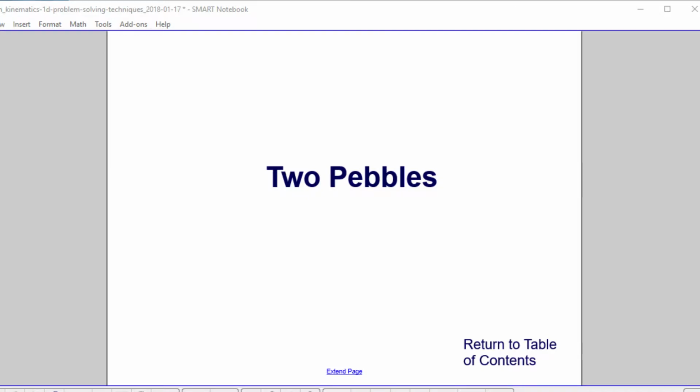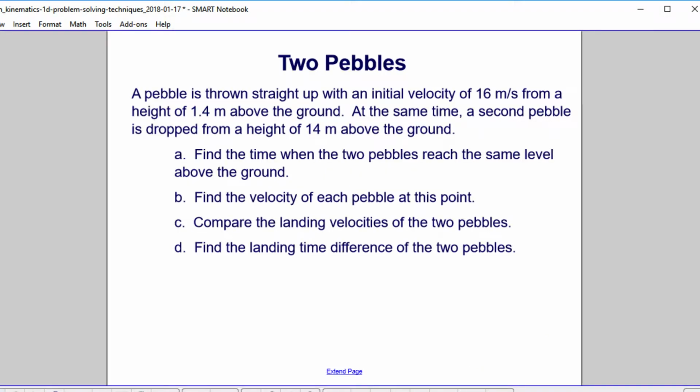Two pebbles. We have a pebble being thrown straight up, and it has an initial velocity of 16 meters per second from a height of 1.4 meters above the ground. At the same time, a second pebble is dropped from a height of 14 meters above the ground.